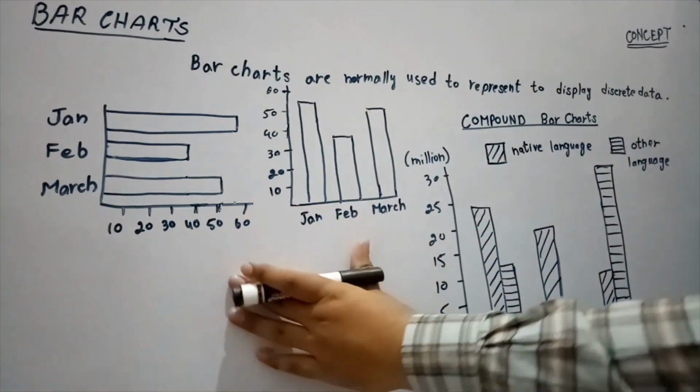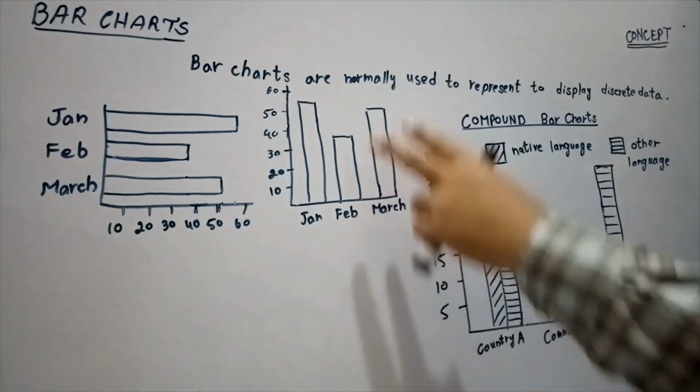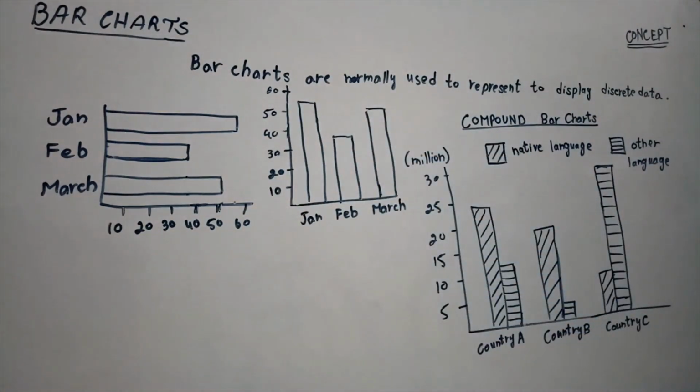Here we have two types of bar graphs. First we have horizontal bars, and here we have vertical bars. Both are actually the same, or we can say both give us the same result.